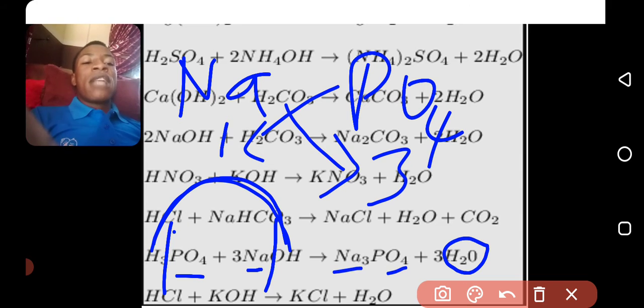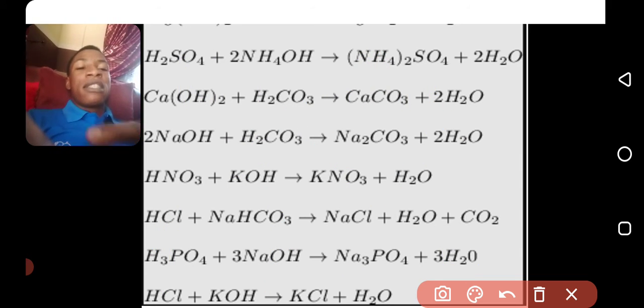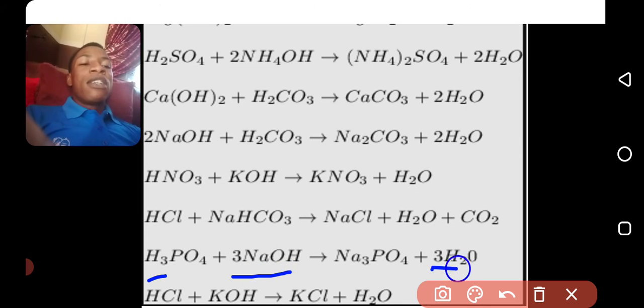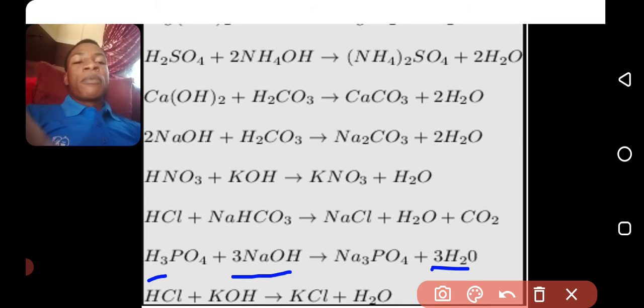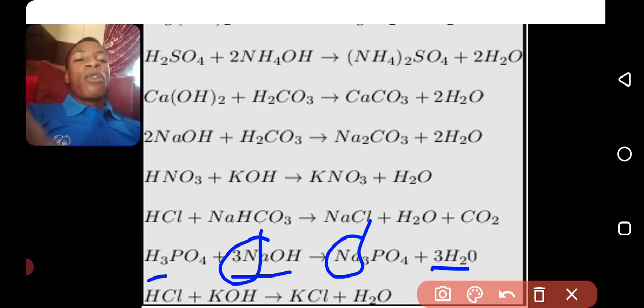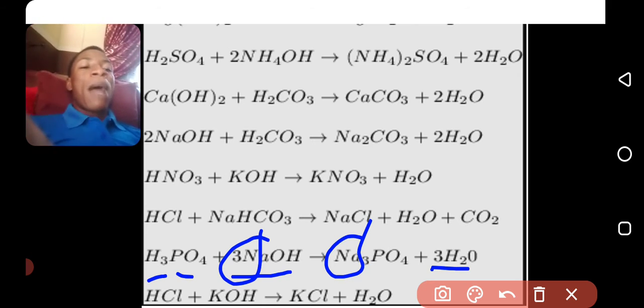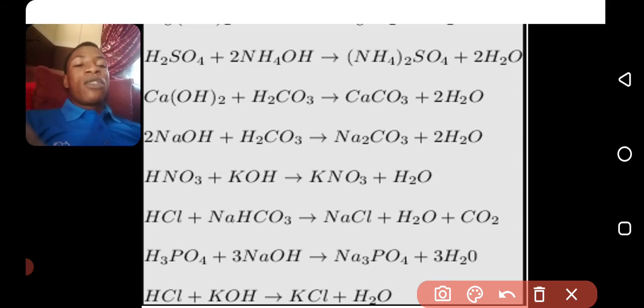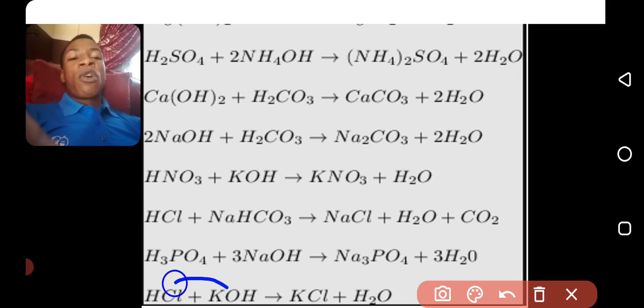So once you have done that, you now need to balance it. There's 3 hydrogen here, then there will be 3 and 3 hydrogen here, making 6. So there will be 6 hydrogen in that place. 3 sodium here and 3 sodium here is balanced. PO4, a PO4. So you can balance it using the algebraic method, or you can use atom counting. So that is how we do acid-base reaction.